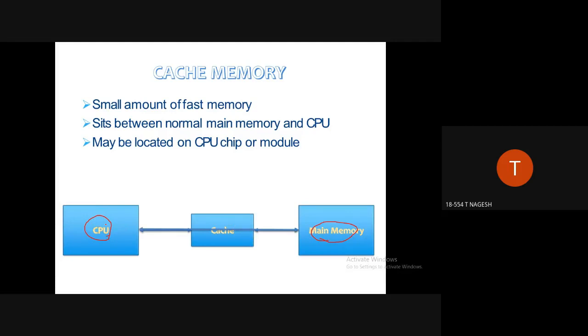Whenever the CPU wants to access any data element, it first goes and looks in the cache memory to check whether the data it wants is there or not. If the data is not there, then it goes directly and accesses it from the main memory. So it is of two kinds, right?